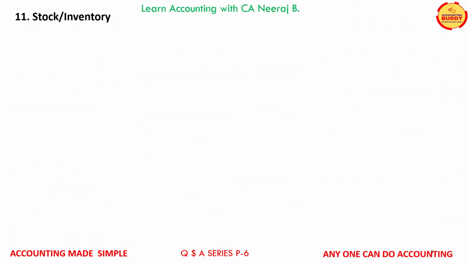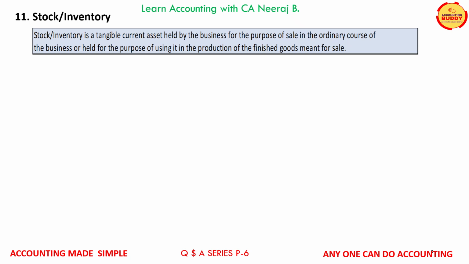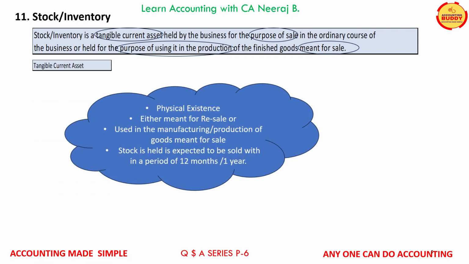Accounting term number 11, which we will learn now, is stock or inventory. Stock is a tangible current asset held by the business either to resell or to use it for the production of finished goods which are meant for sale. Four words are very important in the definition of stock. Number one, tangible current assets. Stock has physical existence and is meant to be sold or to be used for manufacturing finished goods within a period of 1 year.